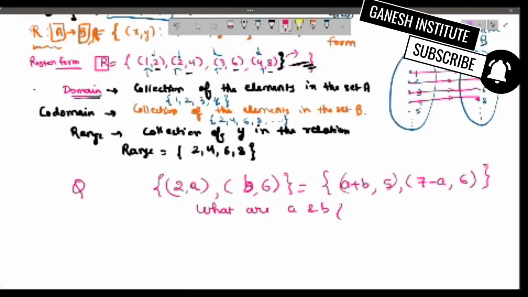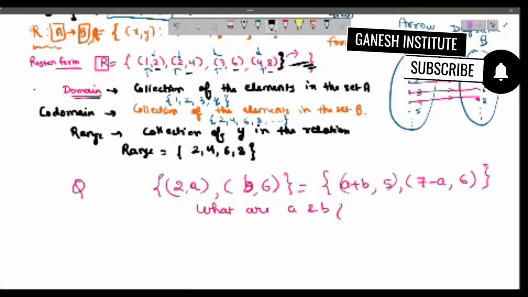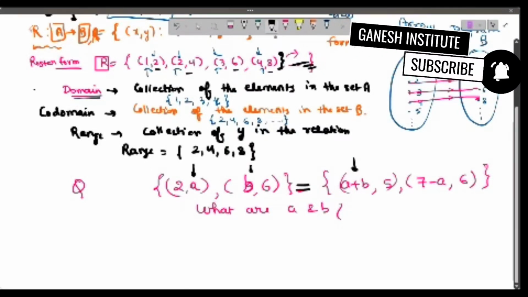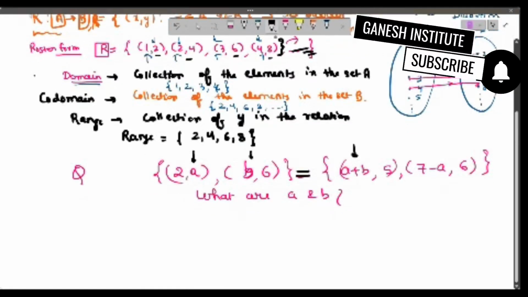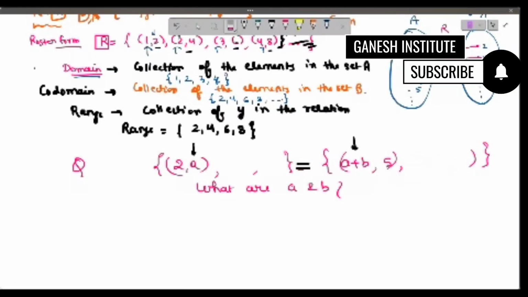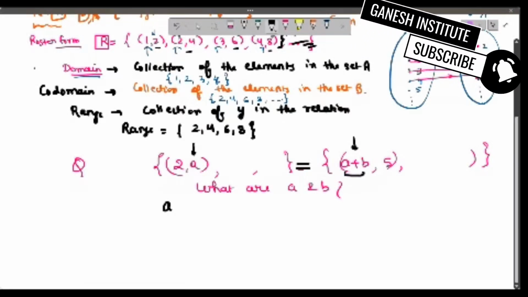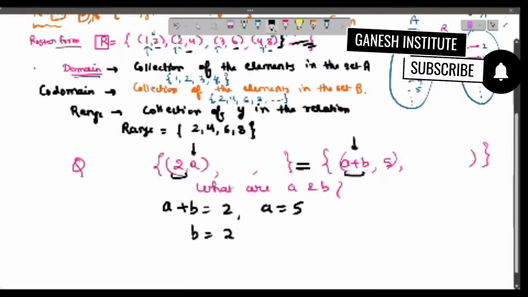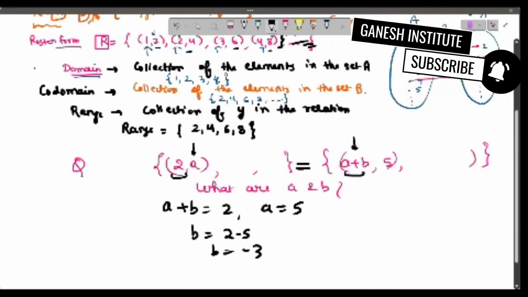Can you see these are ordered pairs? Ordered pairs can only be equal when the x component is equal to x and the y component to y. So you have to equate them. Let's say if I consider only this bit, that these are equal, so a plus b equals 2. And then b becomes 2 minus a, right?